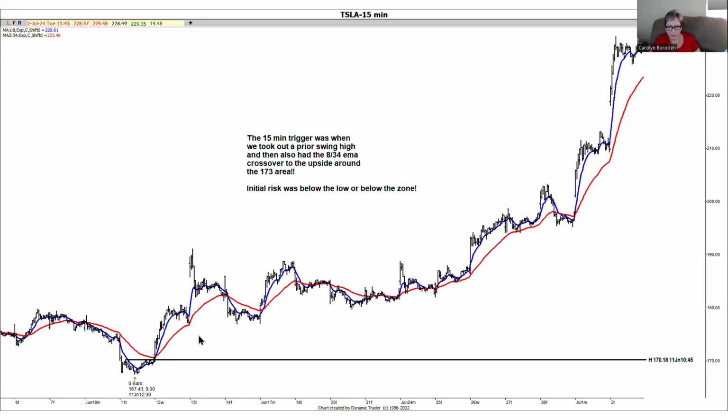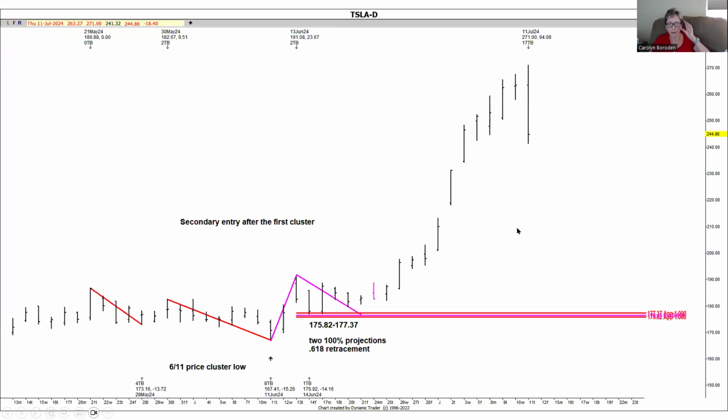And let's see, yeah, the crossover was around the 173 area here. At that point, your risk is either defined below the low made prior to the buy trigger or below the low of the cluster zone. Either one is okay. But that's how we put Fibonacci price work together with a trigger for a trading plan.